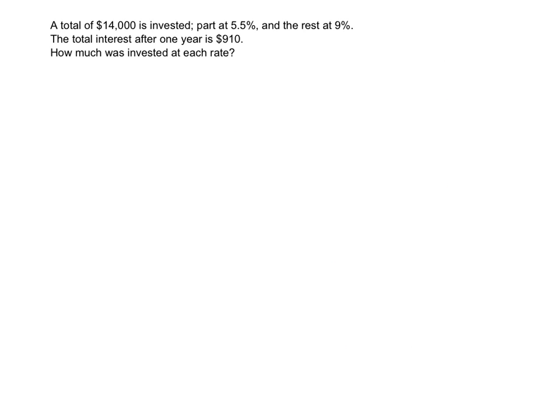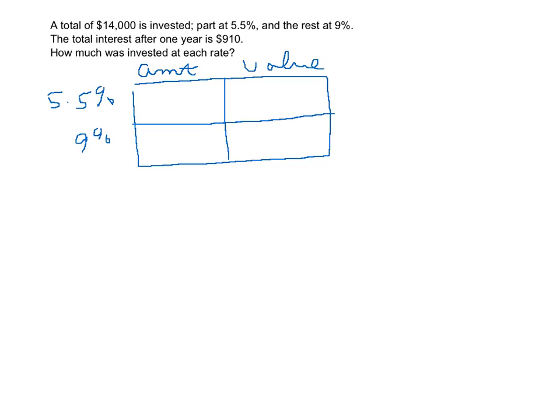Alright, so let's take a look at this problem. And this will be the last one we'll look at in this section. We are investing a total amount of $14,000, some at 5.5% and some at 9%. We know what the total interest is after 1 year, and the question is, how much did we invest at each rate? So once again, as always, we're going to use a table to solve this.